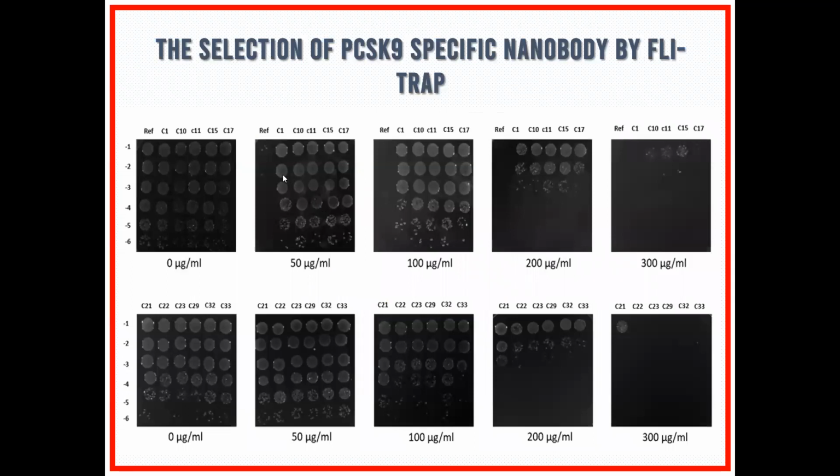And here is our result from the selection. The reference means the group of E. coli that contain a non-specific nanobody. They are completely suppressed by carbenicillin at 50 micrograms per ml, while the clones that contain a nanobody specific to the PCSK9 molecule can grow better, especially clones C10, C11, and C15, which can grow at 300 micrograms per ml.